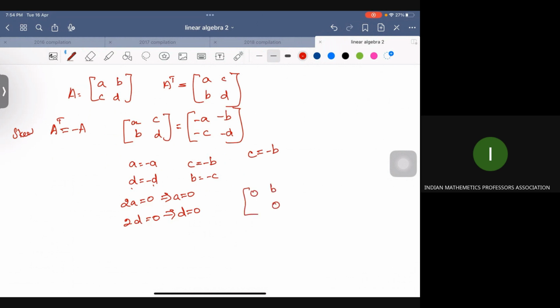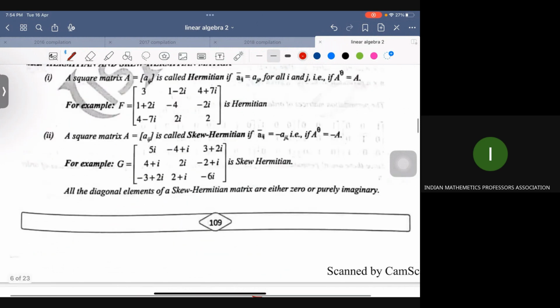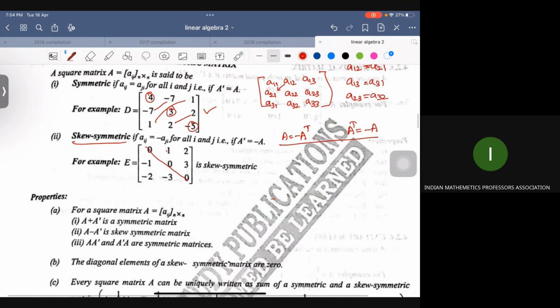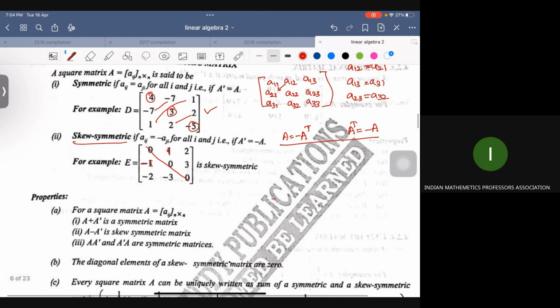If B is here, C is nothing but minus B. So in a skew symmetric matrix, the diagonal elements will all be 0 and the corresponding Aij is nothing but minus Aji. If 1 is here, in the corresponding position there will be minus 1; 2, minus 2; 3, minus 3. All the diagonal entries of a skew symmetric matrix are 0.